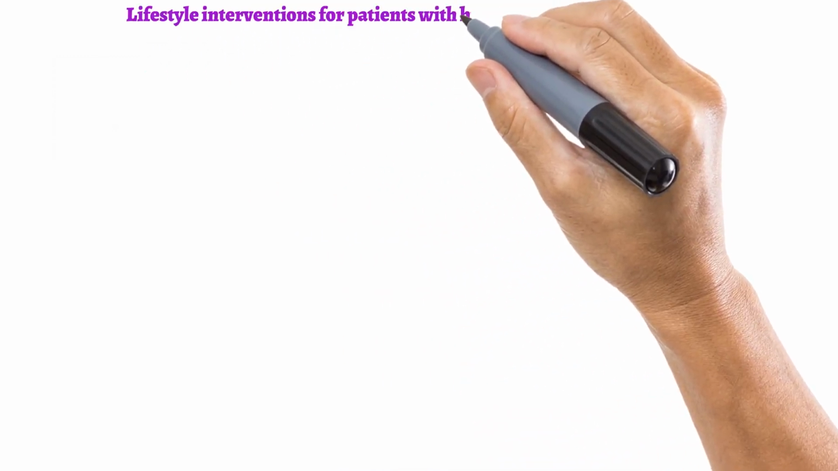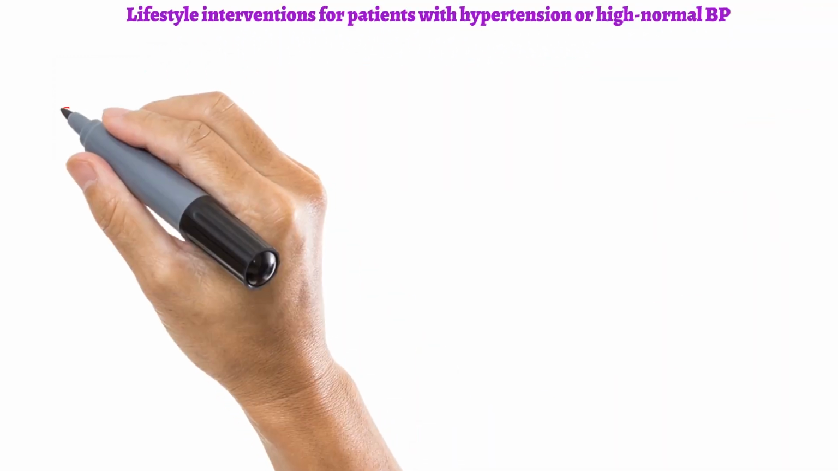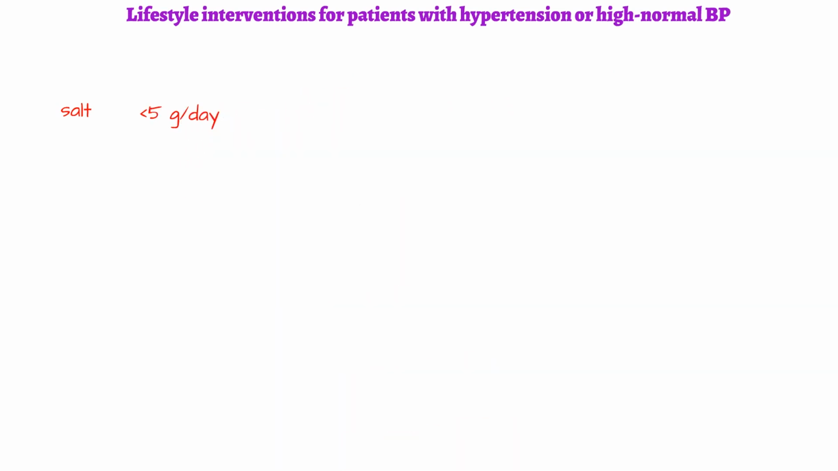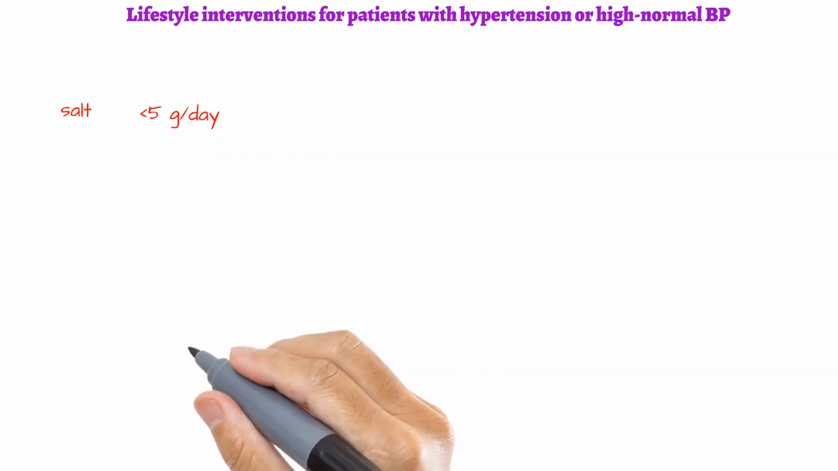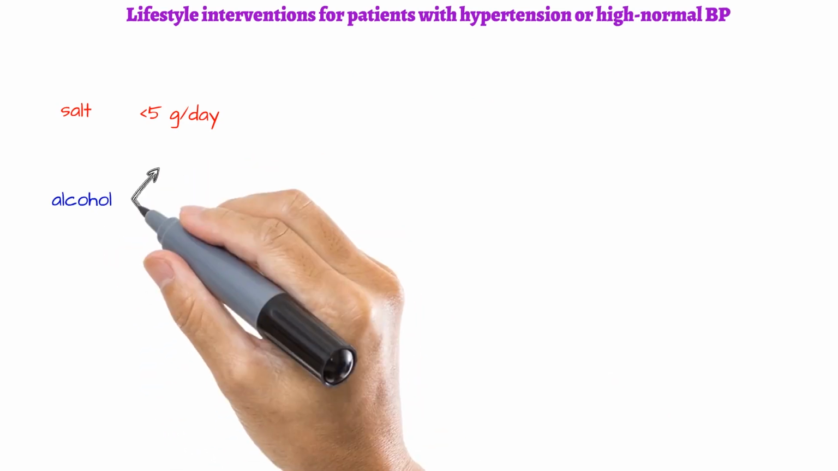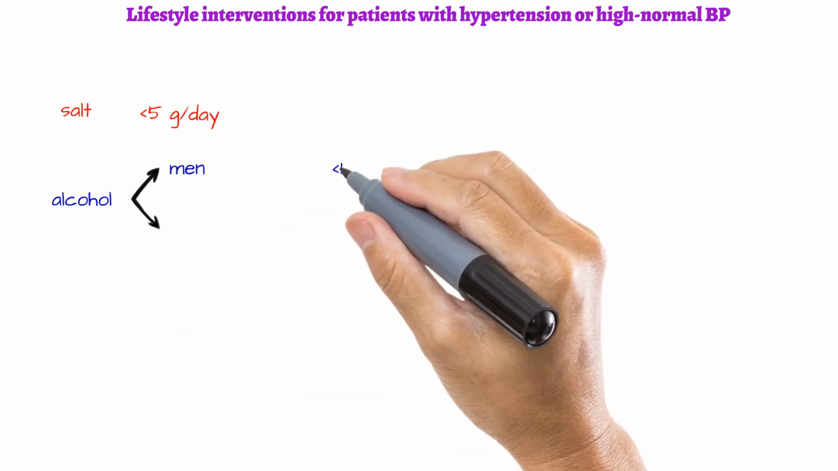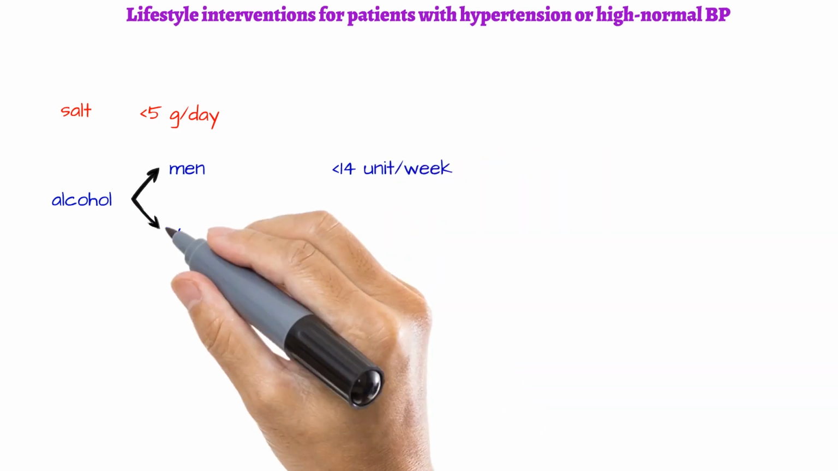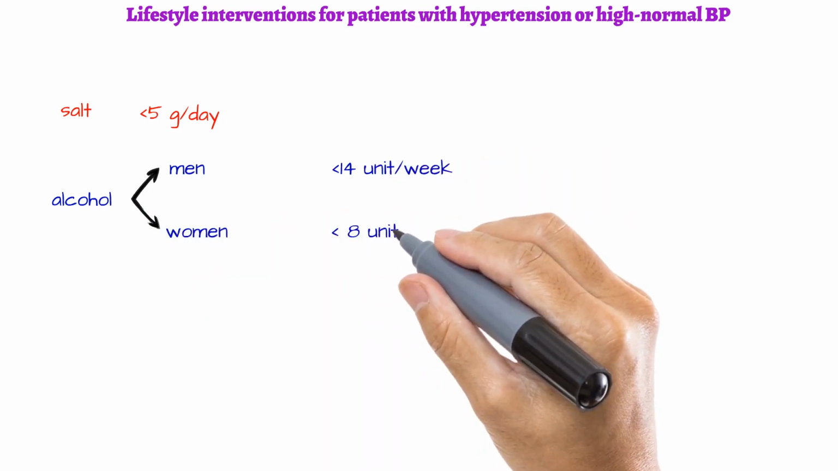Lifestyle intervention for patients with hypertension or high normal blood pressure. Salt restriction to lower than 5 grams per day is recommended. It is recommended to restrict alcohol consumption to less than 14 units per week for men, less than 8 units per week for women. But it is recommended to avoid drinking.